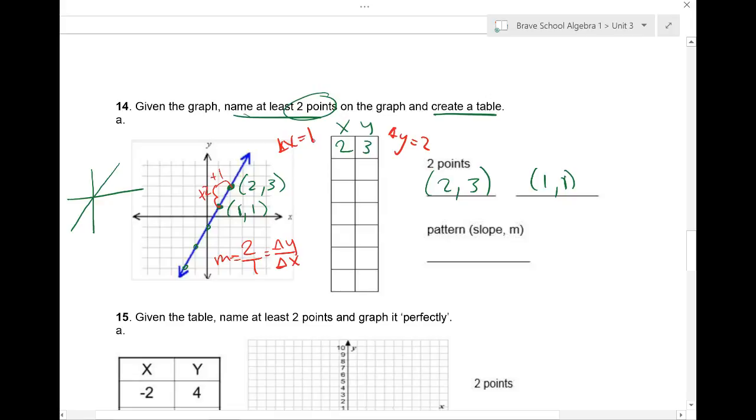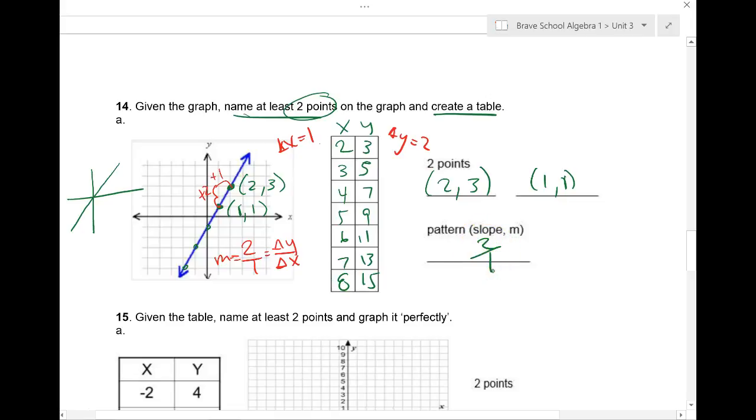So that means we're going to add 1 on this side and add 2 on this side to complete our pattern. Let's start with y. We're adding 2: 5, 7, 9, 11, 13, 15. And on the left, we're adding 1: 3, 4, 5, 6, 7, 8. And then that's it. You can go ahead and write your slope in this last one.